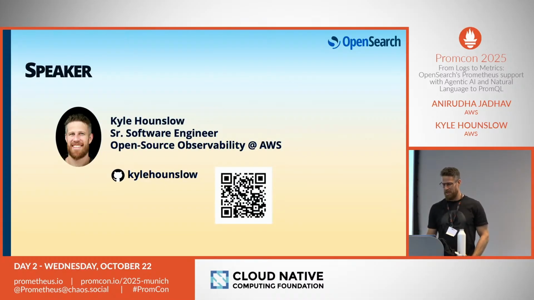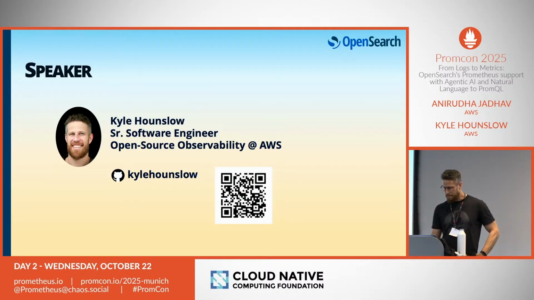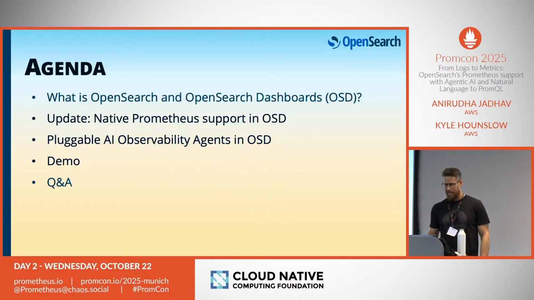Just a little introduction. My name is Kyle. I'm a senior software engineer at AWS. I've been with the open source observability org for about 5 years now. I was part of the original team who launched Amazon Managed Grafana, and I work closely with the managed Prometheus teams and OpenTelemetry as well. Now I'm working with the OpenSearch team to bring native Prometheus support and Agentic AI into OpenSearch Dashboards.